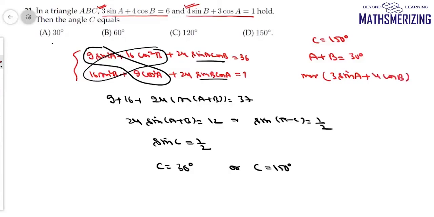So I know that this cos B will be maximum at B equals 0, and in that case the value of A will then be 30. So if I put A as 30, I'll get this as 3 by 2 plus 4, and it'll be simply 5.5, which is less than 6. So that means this angle C cannot take the value 150 degrees. So the only option possible in this case is C equals 30, and that's your option number A.